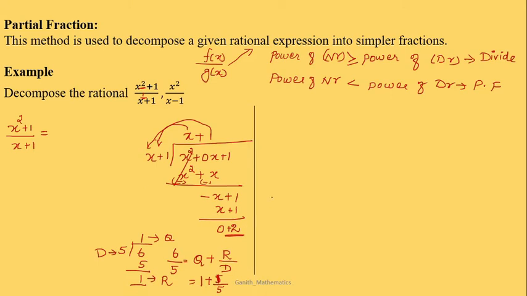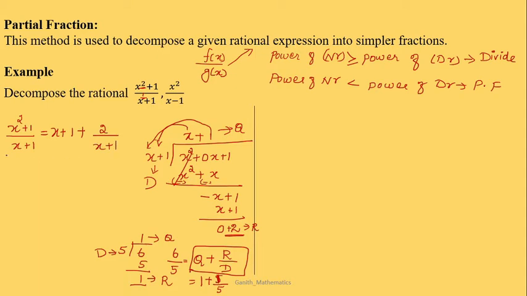So here also we are going to write in the same formula: quotient plus remainder by divisor. What is your quotient here? This is your quotient, this is your remainder, and this is your divisor. So the quotient is x plus 1... sorry, the quotient is x, the remainder is 2, and the divisor is x plus 1.